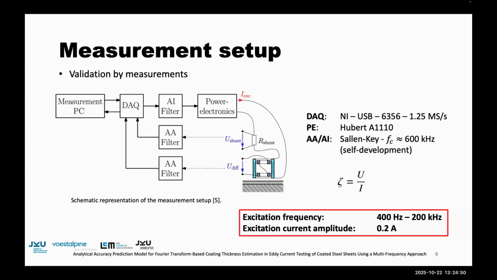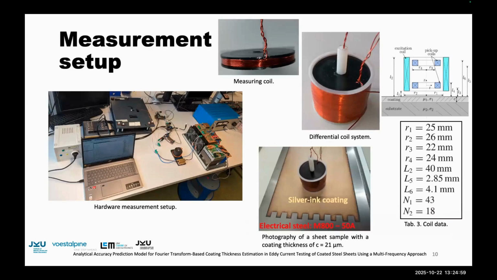In my work, I use excitation frequencies between 400 Hz and 200 kHz, and the excitation current amplitude is 0.2 amps. Here you can see a few pictures. Picture of the entire measurement setup. Here you can see the differential coil system consisting of the outer excitation coil and the two measuring coils which are placed inside. Here you can see a sample. The sample is an electrical steel sheet M850A with a silver coating of a coating thickness of 21 micrometers.